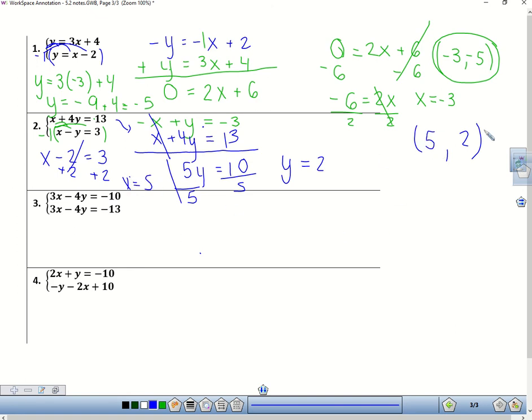So remember when you write the ordered pair answer, it's always x comma y, okay? You always gotta do x first and then y. So even if you solve for y first, you still need to put x first in the ordered pair. So just be sure that you don't mix those up. Always x comma y.